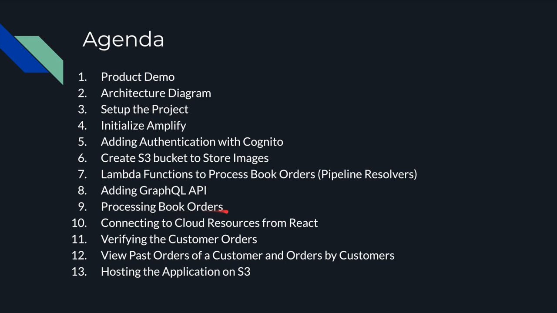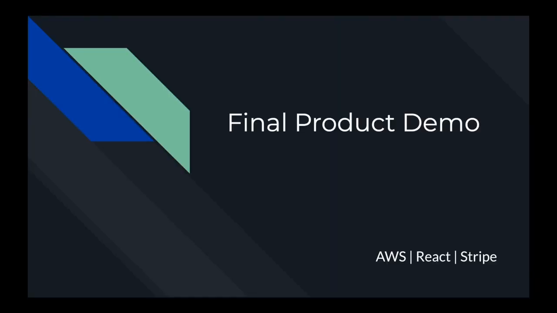And then I'll explain the process of processing orders. Once all these resources are synced with the cloud, we'll look at how we can communicate or interact with them from within our front-end React application. Then we'll see how we can verify an order that is placed by the customer from the Stripe dashboard as well as from the AppSync console. And finally, we will be deploying our application to S3 as a static website. Now let's have a look at the final product demo.